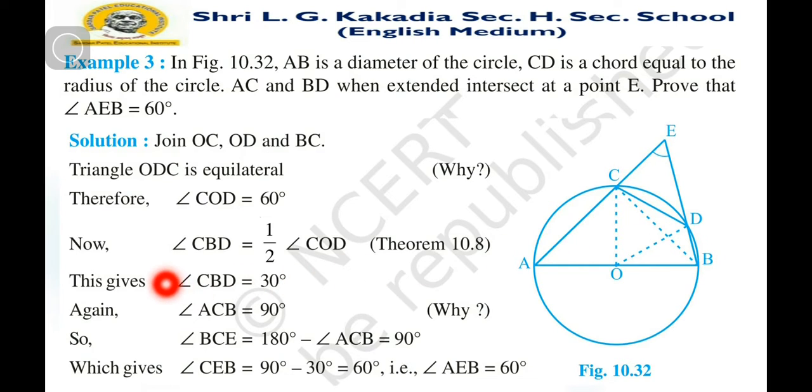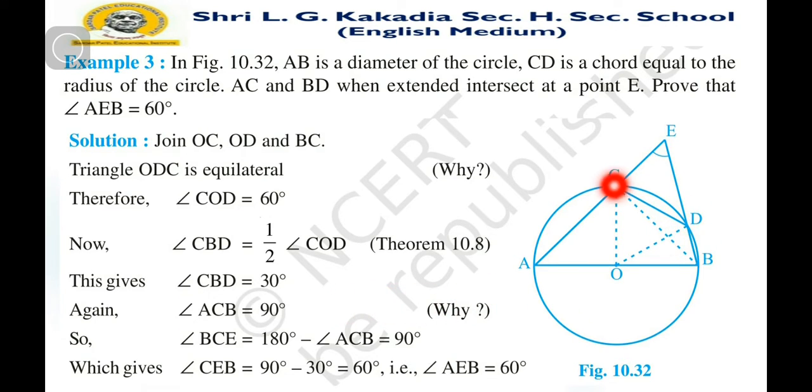Now again, ACB is equal to 90 degrees because it is an angle in a semicircle. So if this angle is 90, then BCE is also 90 degrees. So BCE is 180 minus ACB, which is equal to 90 degrees.